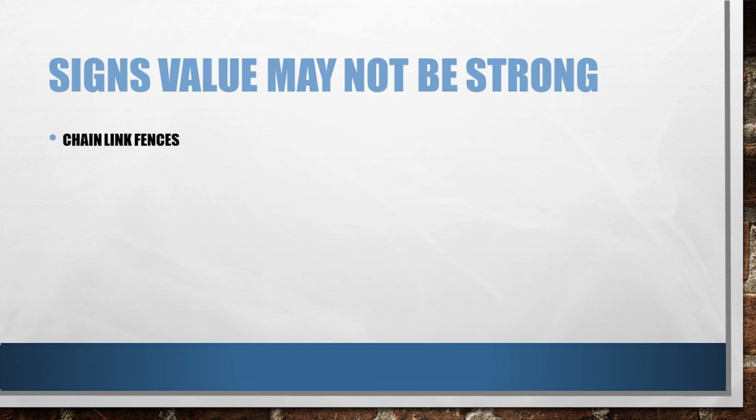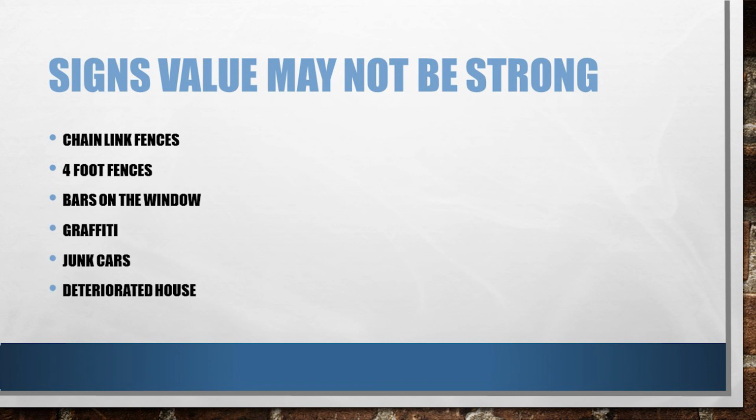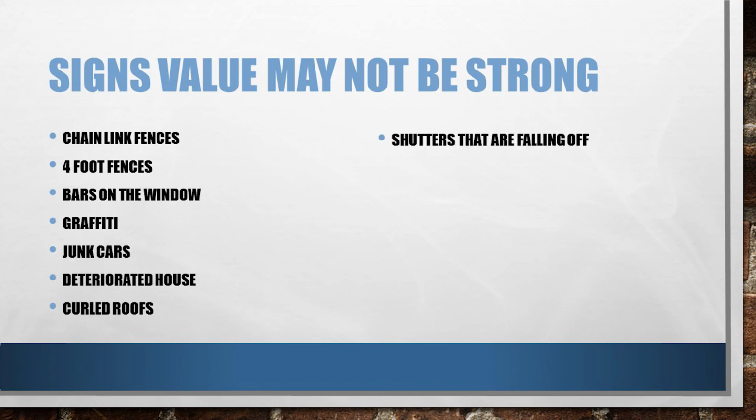Chain link fences, 4-foot fences. You've seen them. Bars on the window. Ouch. Graffiti like crazy, junk cars broken down, deteriorated houses, curled roofs, shutters that are falling off, boarded up houses. That's a big one. Unmowed lawns. You can tell the difference between a manicured lawn and a not so manicured lawn. If someone's out there with a push mower mowing their lawn, or if someone's out there with a nice front throw with a grass trimmer and all that kind of stuff, you're going to see the difference in that lawn.